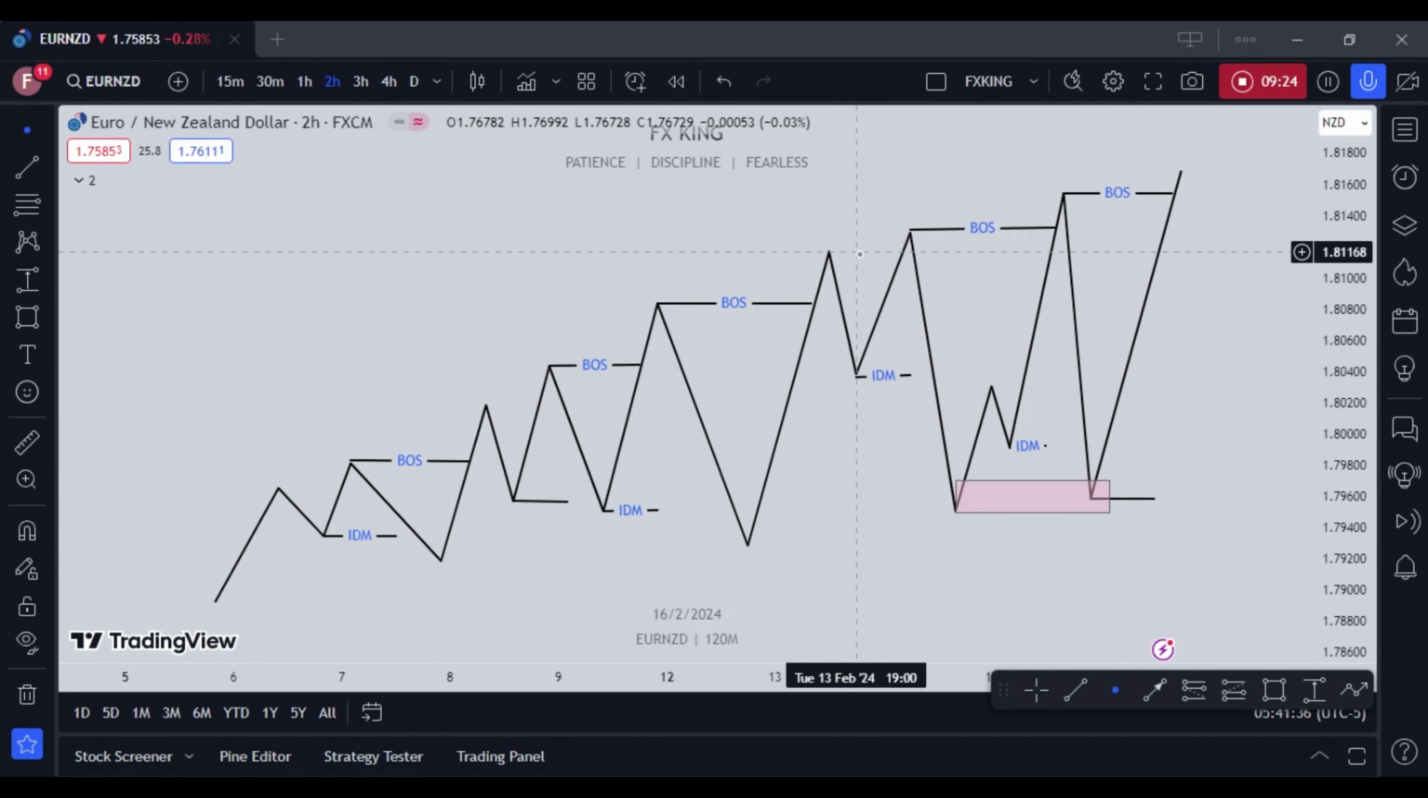There's no need for you to say discount and premium. I'm not saying that discount and premium doesn't work, right? But if you follow these simple instructions, look for your point of interest after price has taken out the inducement, you will not necessarily need to be using discount and premium and all the like. Only this will be good enough for you to be profitable in the market. So let's get into the chart and look at more examples in detail.